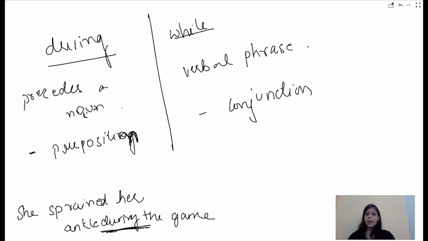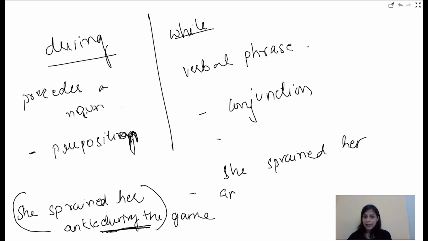Similarly, if I want to use the same sentence with while, I would say, she sprained her ankle while playing the game. Here it's acting as a conjunction.